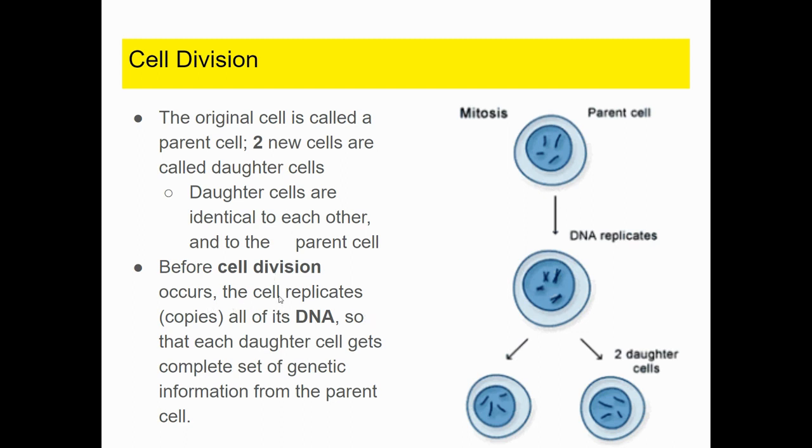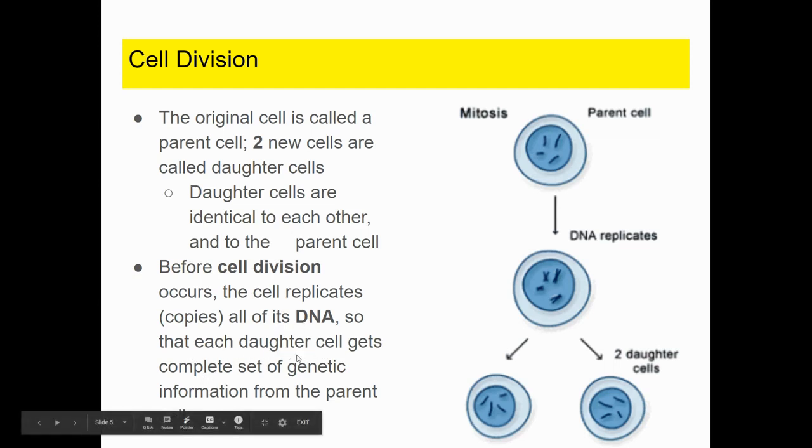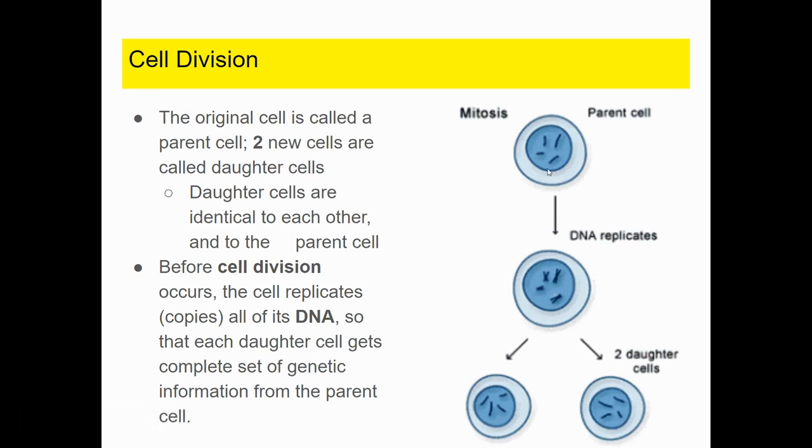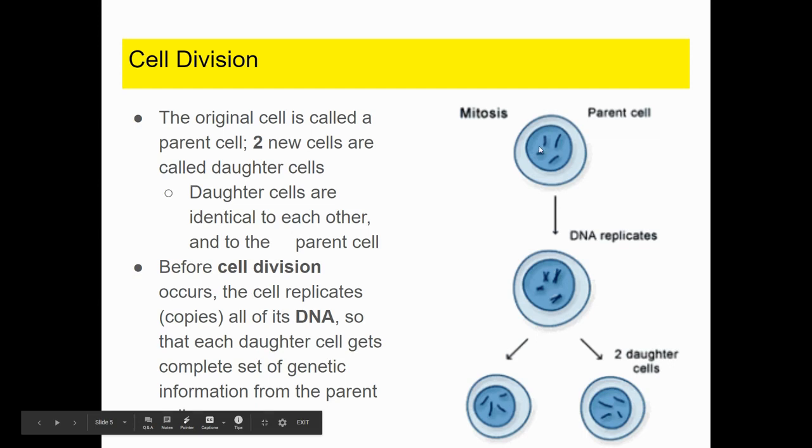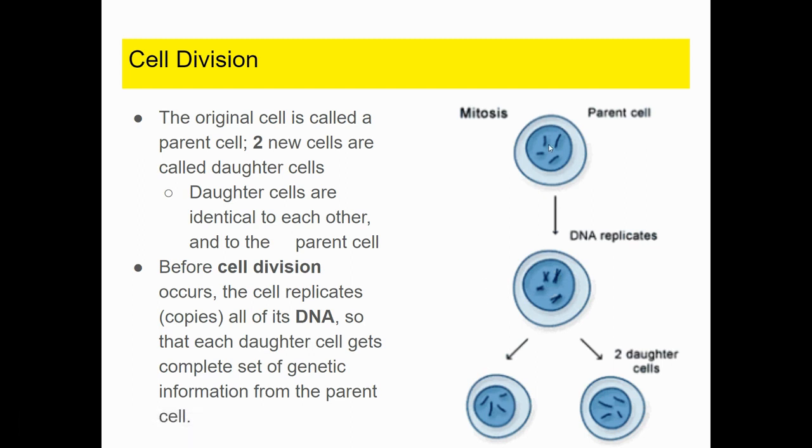So before cell division, the cell replicates all of its DNA so that each daughter cell gets a complete set of genetic information from the parent cell. So parent cell, DNA replicates, more lines, and now we have 2 daughter cells coming off right here that are genetically identical to this cell. So we just finished learning about DNA not that long ago. That means that this cell and this cell have the exact same DNA that the parent cell had. Nothing different at all. Same bases in the exact same sequence.